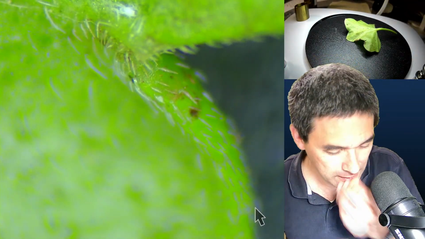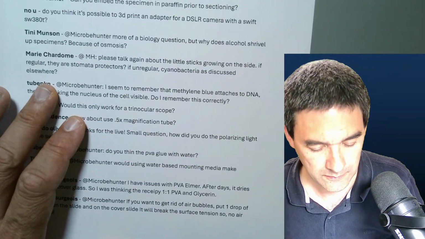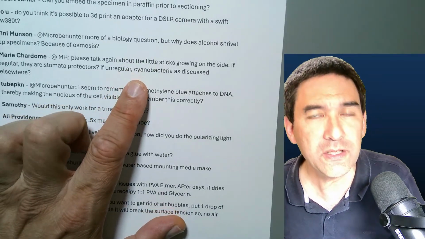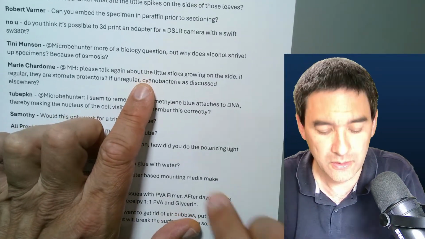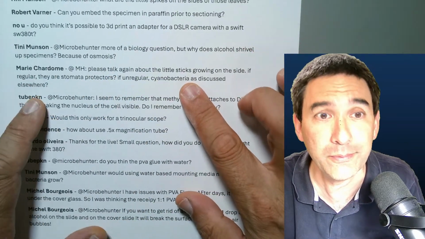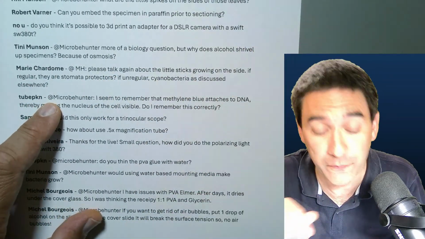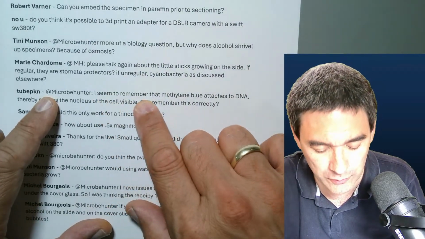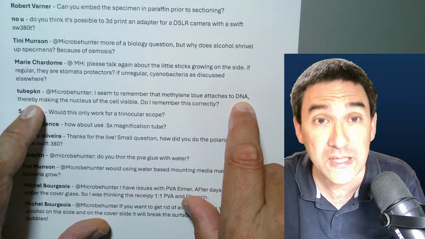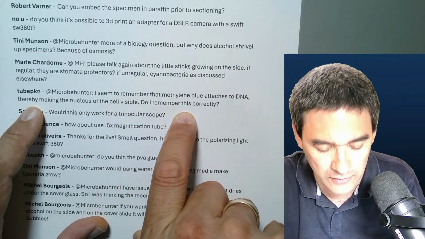Okay. So let me move on quickly. Where is desk view? So again, the cyanobacteria, these are basically separate cells, and they grow on other plants, for example, or on rock surfaces underwater. I seem to remember that methylene blue attaches to DNA, thereby making the nucleus in the cell visible. Do I remember this correctly?